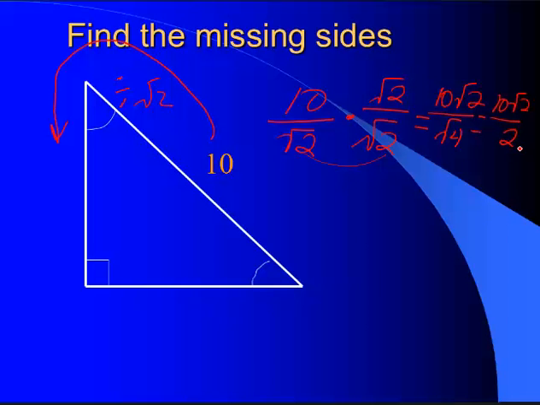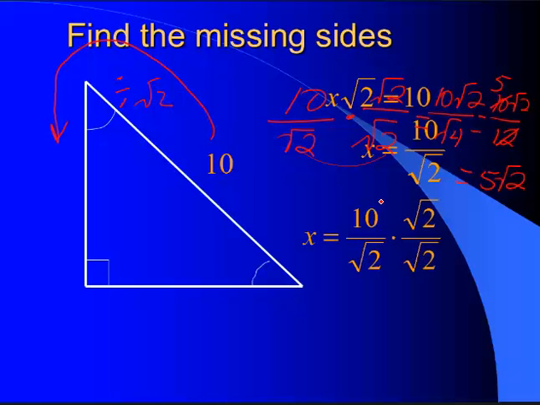Now, I can reduce this 10 over 2. Do not cross out a square root of 2 with a regular 2. They are not the same number. Nowhere near. So don't do that. But 2 will go into 10 5 times. So I get 5 square root 2. Here's the reduction, 5 square root 2.